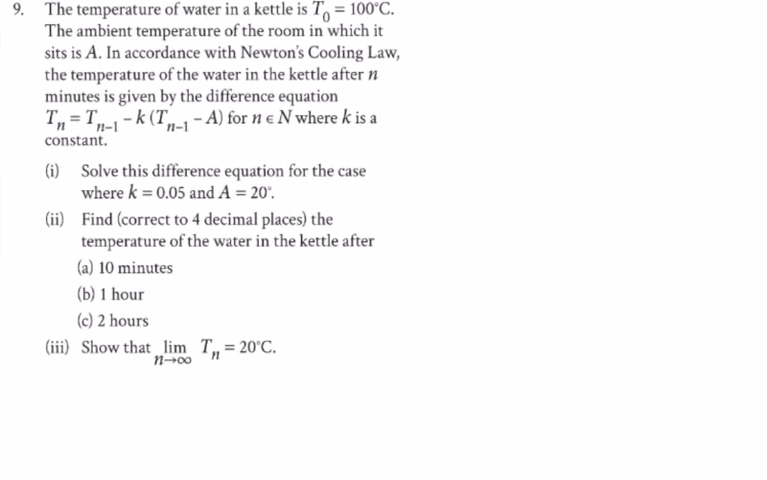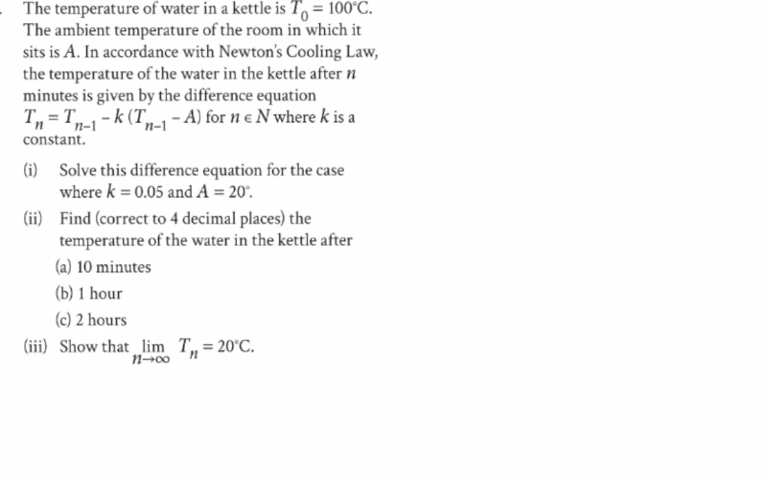Here we have question 9 from 8C. We're given T0 as 100, the temperature of water in a kettle. Ambient room temperature is A. In accordance with Newton's cooling law, the temperature of the water in the kettle after n minutes is given by this difference equation here.